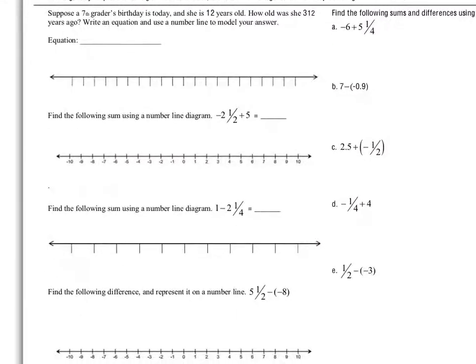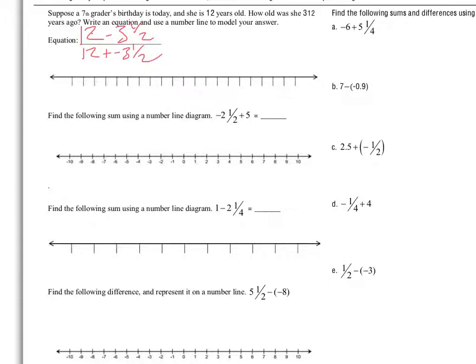Alright, so looking at this, the first question says, suppose a 7th grader's birthday is today. She is 12 years old. How old was she 3½ years ago? So 3½ years ago, that means we're going back 3½ years. A couple different ways we can write this equation. I could think about it as a subtraction, minus 3½. We could also think about it as adding the opposite, which is kind of the way that we want to do it if we're going to be making it on our number diagram: 12 plus negative 3 and 1/2.